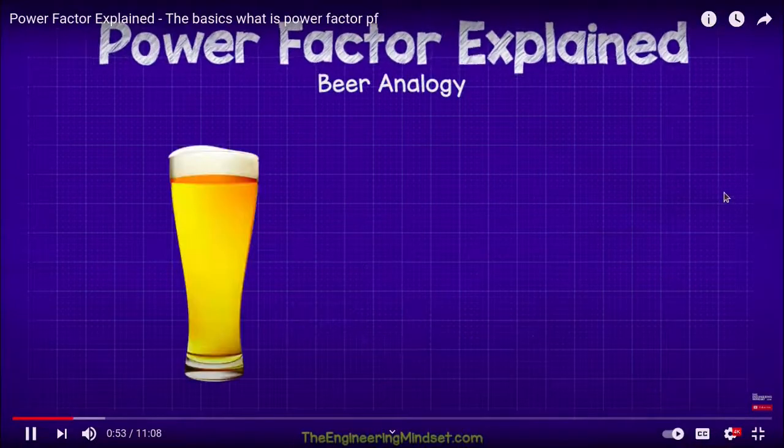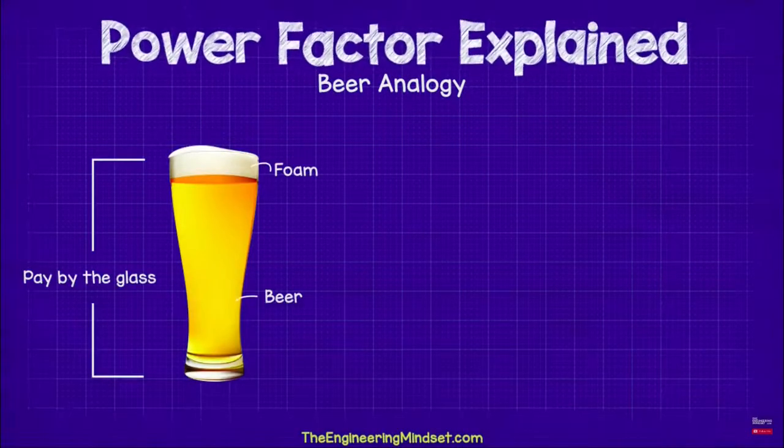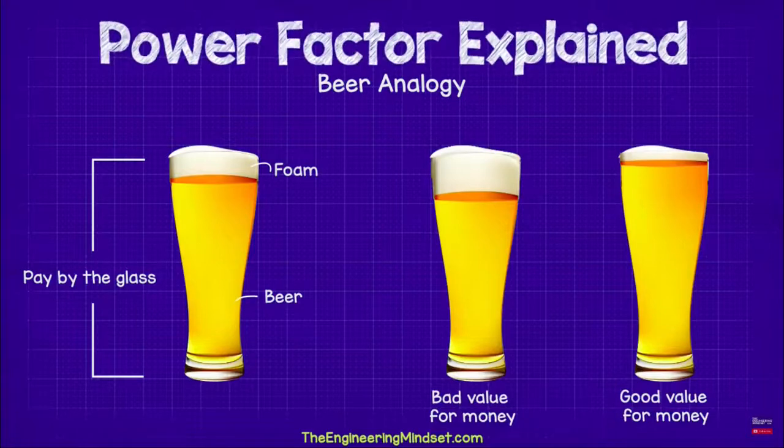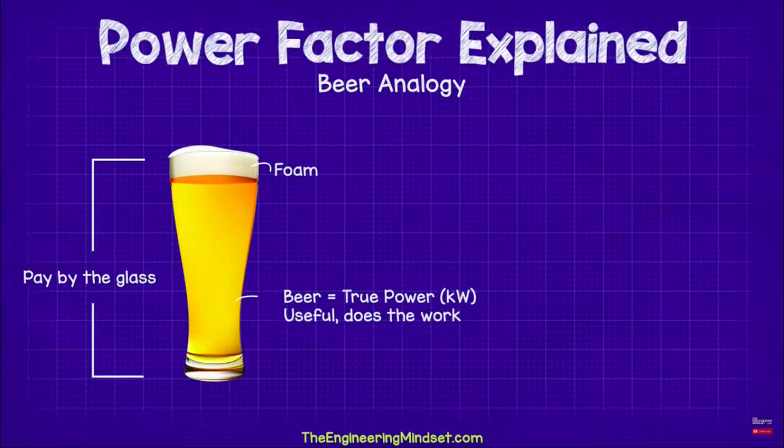My favourite analogy to explain this is to use the beer analogy. We pay for beer by the glass, but inside the glass there is both beer and foam. The more beer we have, the less foam there will be, so we get very good value for money. If there is a lot of foam, then there's not a lot of beer, and so we're not getting very good value for money. The beer represents our true power, or our kW, our kilowatts.